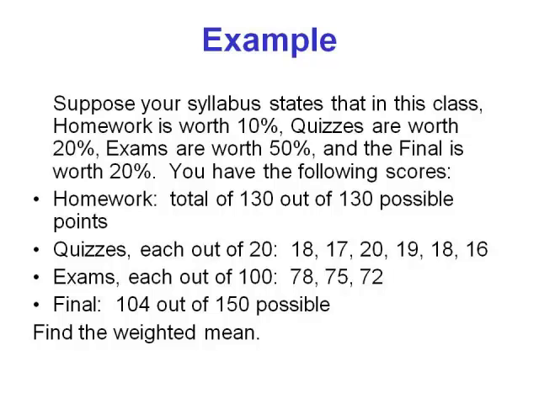Let's say you're getting perfect scores on all your homework and you have 130 out of 130 points. And then let's say that out of 20 points each, those are your quiz scores, your exams are out of 100, and then the final exam score as well. And so we're going to look at how to find the weighted mean on this grade.